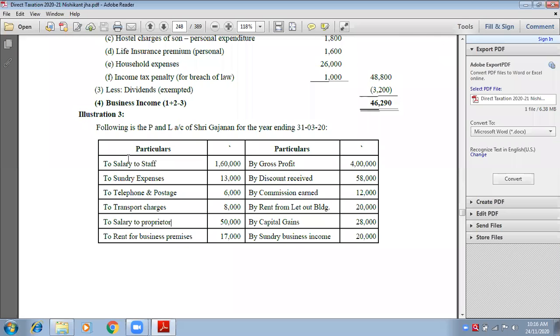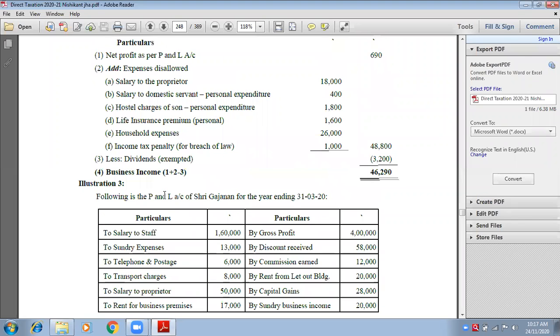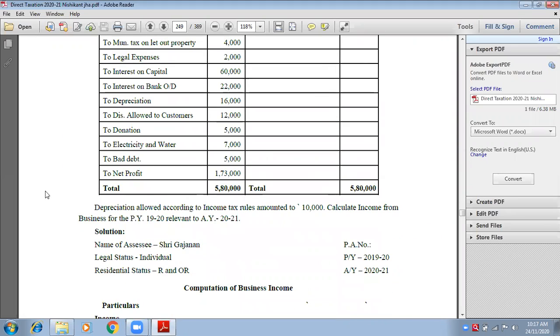So let us start with this question. Following is the P&L of Sri Gajanan for the year ending 31st March 2020. See, on the debit side there are so many expenses, and on the credit side there are incomes. In the adjustment, there is only one adjustment given: depreciation allowed according to Income Tax Act rules is 10,000. Calculate income from business for the previous year 2019-20 relevant to assessment year 2020-21.